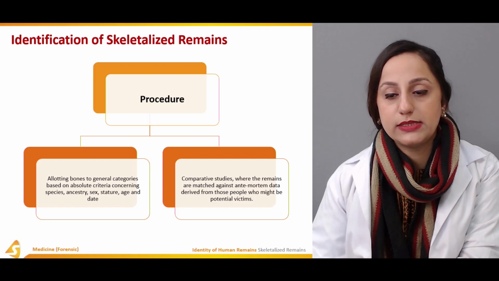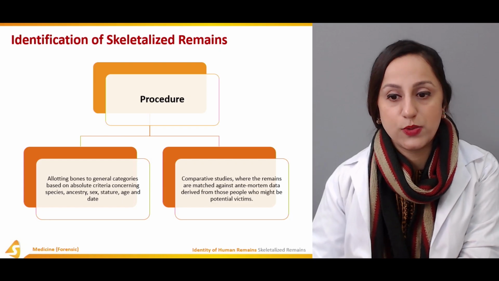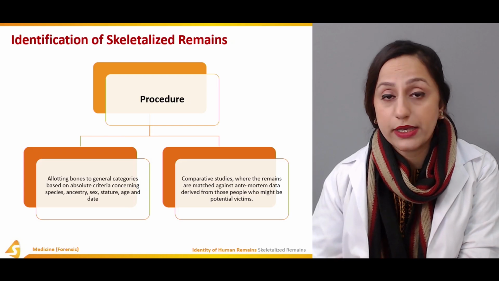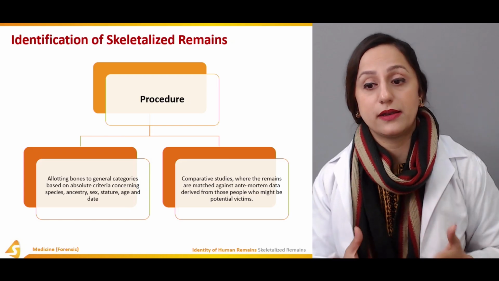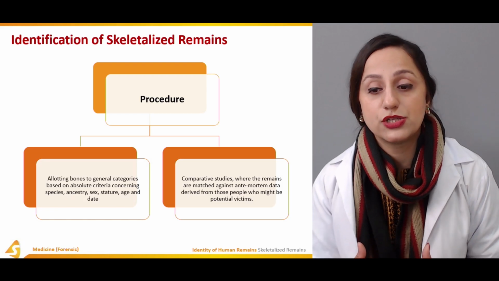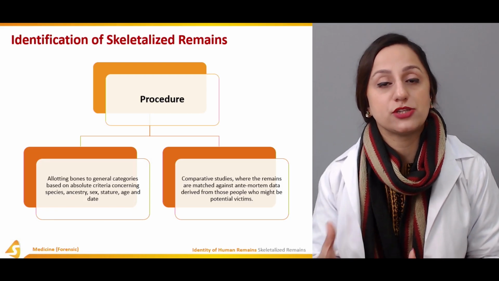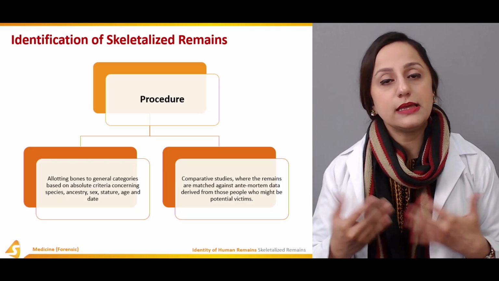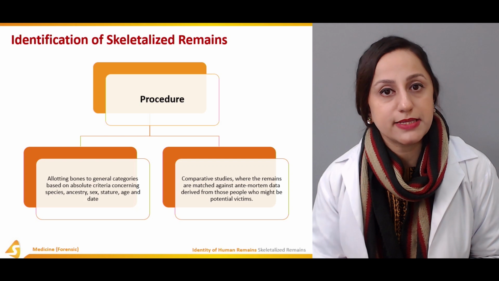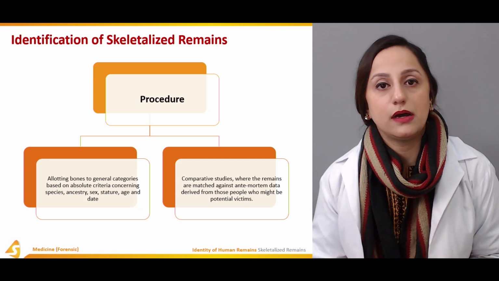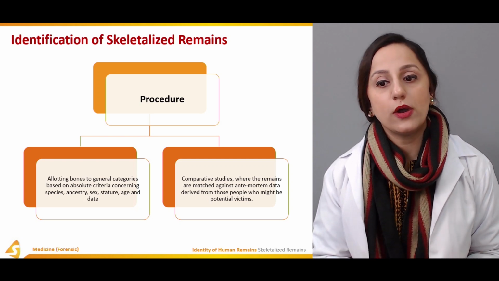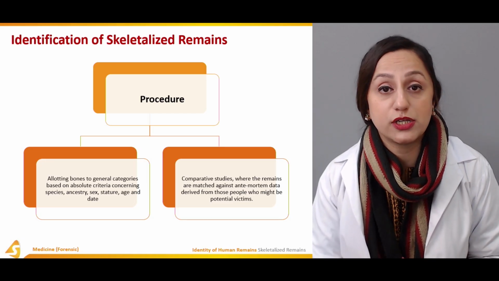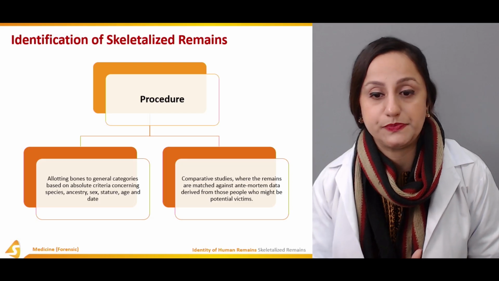Now, secondly, on the other hand, there are comparative studies where the remains are matched against the ante-mortem data. But not in all cases do we have the comparative study at our hand. It is derived from those people who might be the potential victims or the relatives of the person, of course. But in some cases, we don't even have the victims at our hand. We don't even have the relatives at our hand. So in cases where there is no ante-mortem comparison available, it is very difficult to establish the identity of such a person.